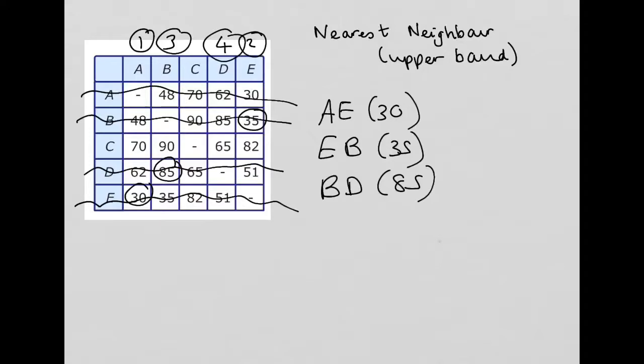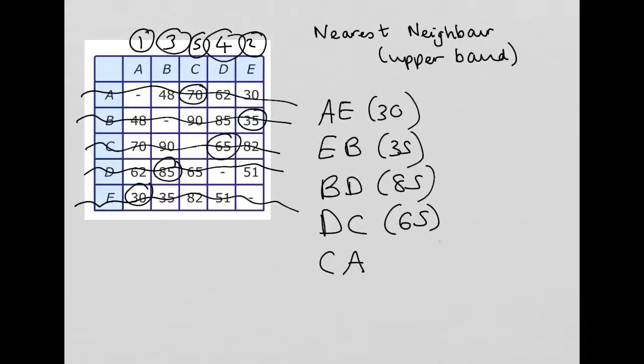I'm now looking down column 4, haven't got a lot of choice. I've got to go for 65. So D to C, 65. Cross that out, number this one. Now I've got no numbers down there, however I have got to get from C to A because I need to go back to where I started.